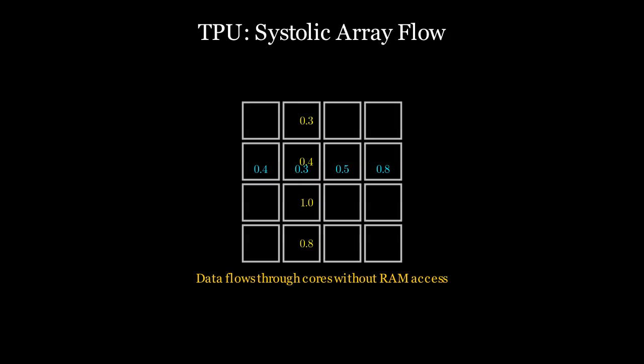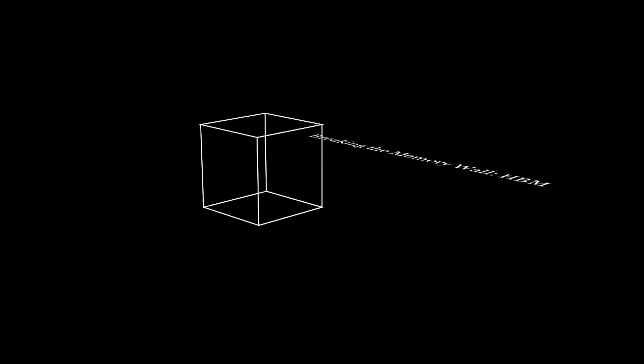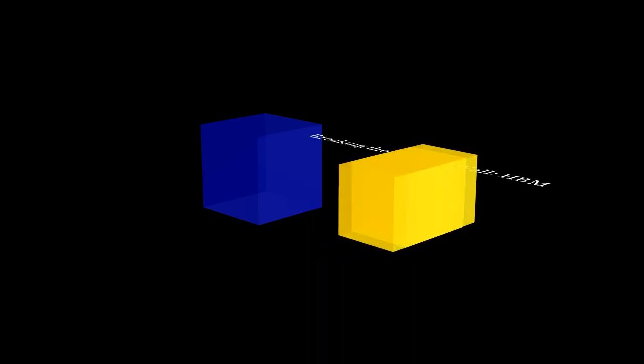The biggest enemy of speed in AI isn't the calculation itself, but the memory wall. AI models are now so large with billions of parameters that they cannot fit into standard cache. This is why chips like the NVIDIA H100 use HBM, or high bandwidth memory. HBM stacks DRAM chips vertically like a skyscraper and connects them directly to the processor using an interposer. This allows for over 3 terabytes per second of bandwidth, ensuring that the thousands of hungry cores are never starving for data.